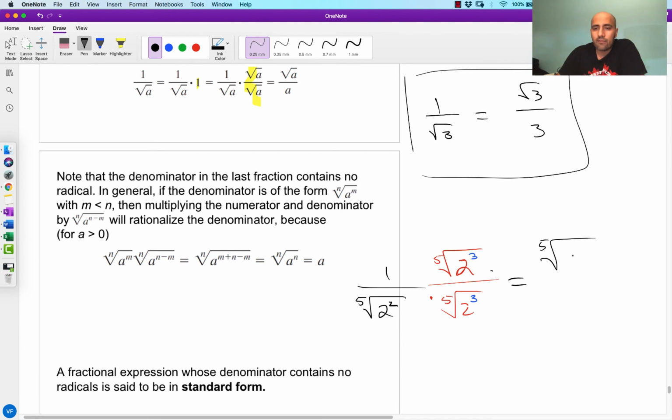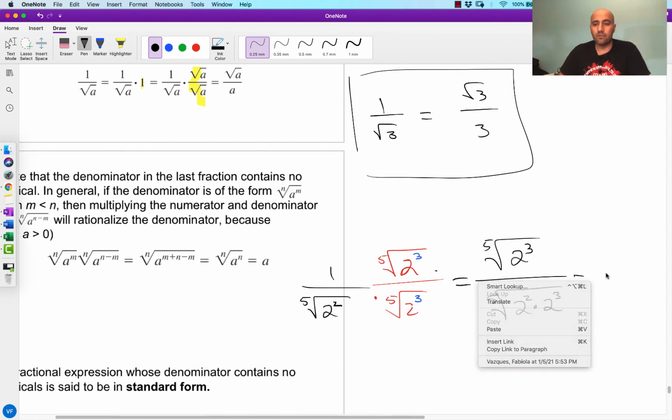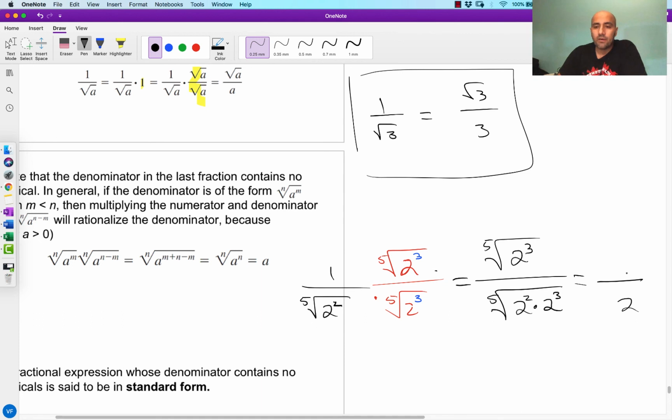I'll have the 5th root of 2 to the 3rd power over the 5th root of 2 to the 2nd power times 2 to the 3rd power. They add up to 5, and now the denominator will just be a 2. And that's our goal, to get rid of the radical in the denominator. 2 to the 5th power inside the 5th root. The numerator stays the same, 2 to the 3rd power.